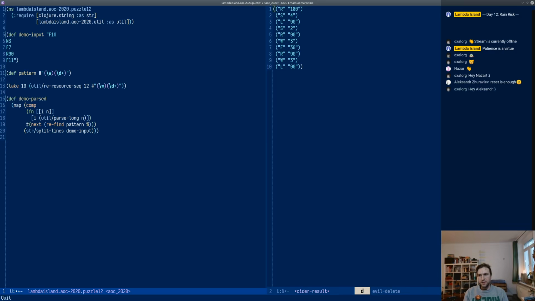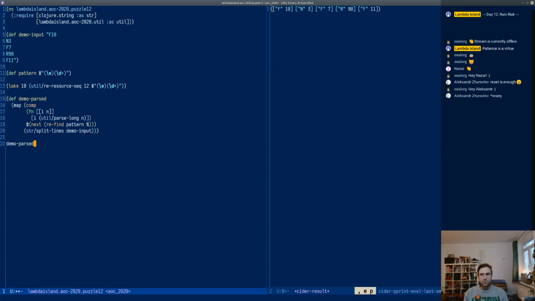Okay, so demo parsed, right? And so our starting state, re-seq. Yes, re-seq is, I guess, all you need. But sometimes I don't want re-seq. Re-find is fine. X is 0, Y is 0, and we are starting out east. That's what it says in the description.